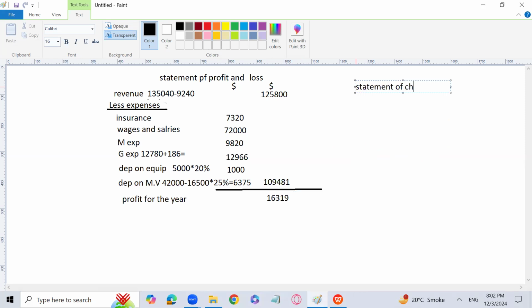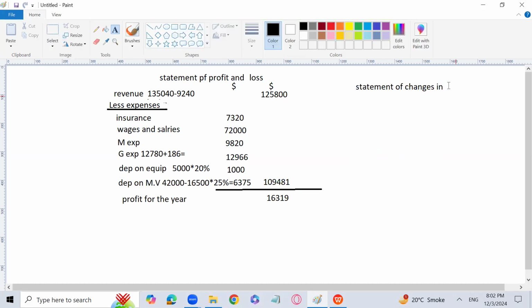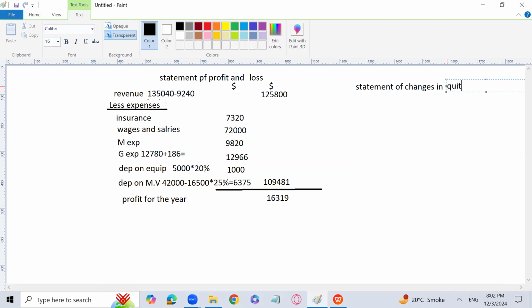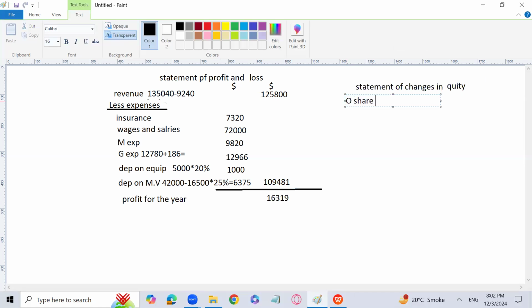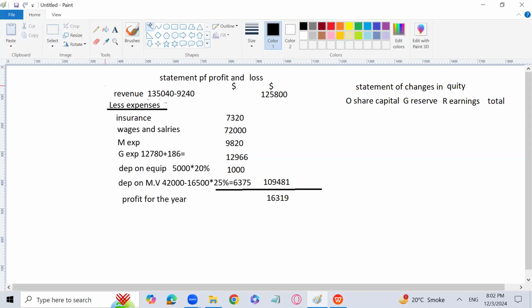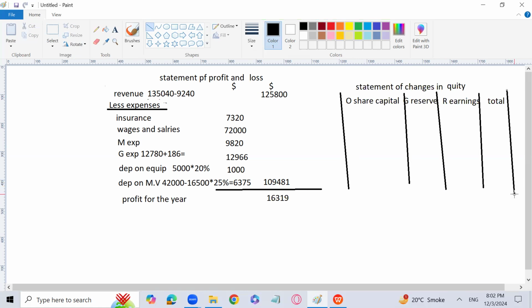Now I have to prepare the statement of changes in equity, because that is also required in the question. We know that it has a portion of ordinary share capital, then a general reserve, then retained earnings, because that is the format we used to use. And then we will have the total column, which I think is also required in the exam question. Let me check it out and see what the requirement is.